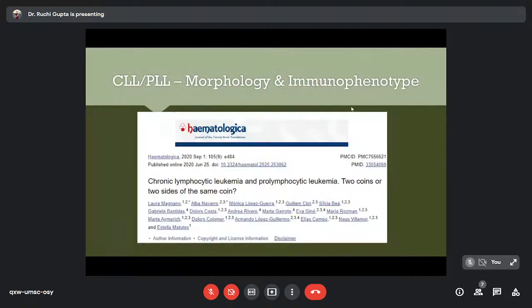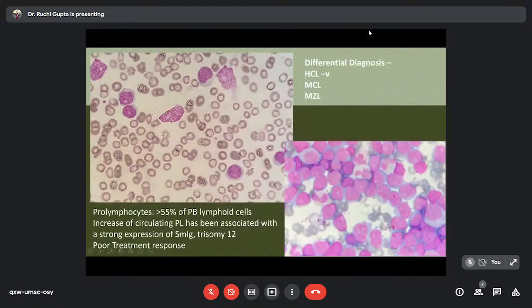So a few words about PLL. Whether it is two coins or two sides of the same coin, I found this title very catchy. So PLL, this is how a PLL would probably look like. There are some smudge cells, some mature lymphoid cells, but then cells with a very prominent punched out nucleolus. I'm really sorry for the photo being out of focus.